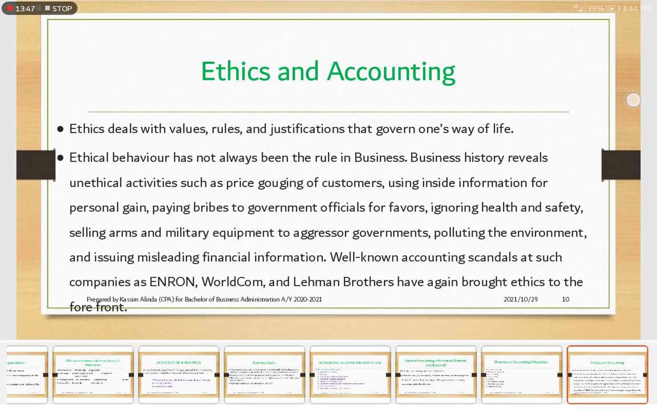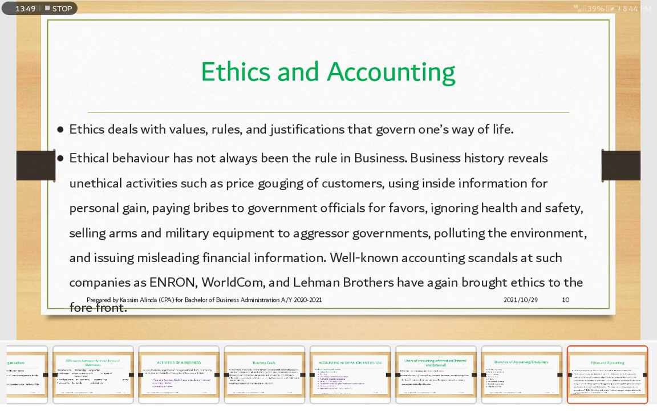navigate through. Let's look at ethics and accounting. Ethics deals with values, it deals with rules, it deals with justifications that govern one's way of life.